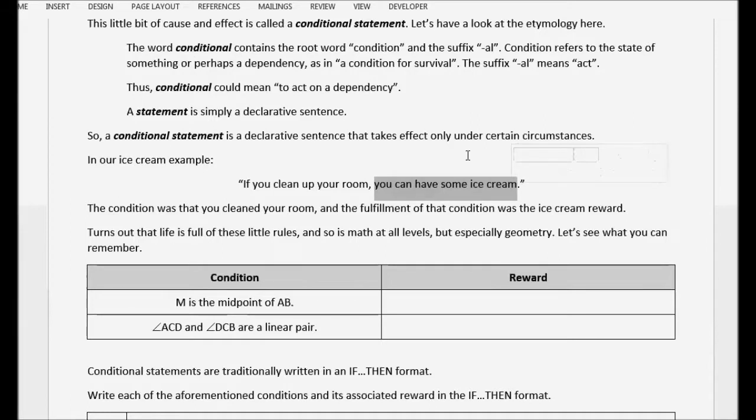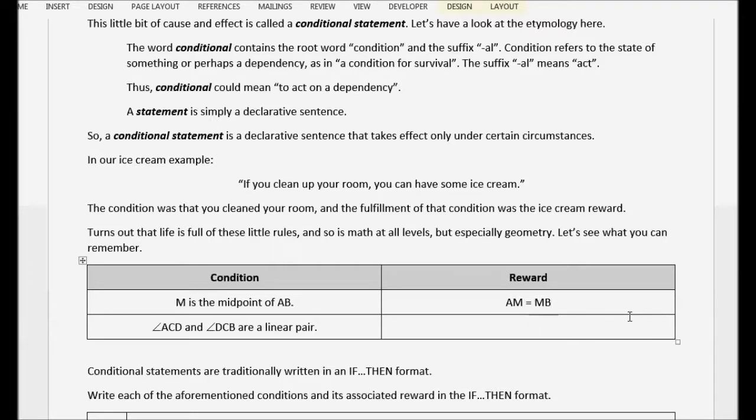So it turns out that life is full of all kinds of little rules like this, and so is math that we've seen at all levels of geometry. But if we look at conditions and rewards, we can say, hey, suppose M is the midpoint of AB. What does this mean? We learned a long time ago that if I have a midpoint, that means that the segments on either side of the midpoint are equal. So the reward for a statement like M is the midpoint of AB is that AM is equal to MB. The segments on either side of the midpoint are equal.